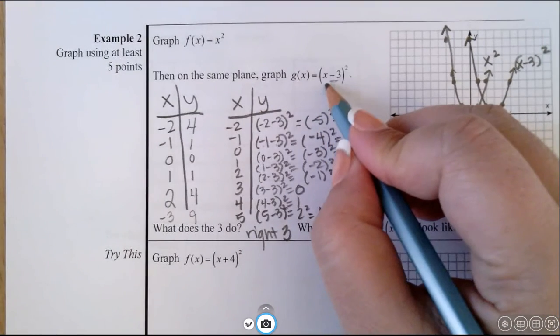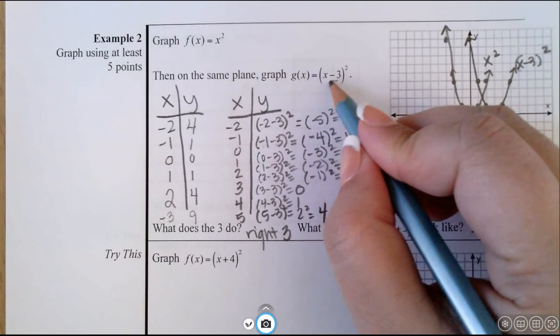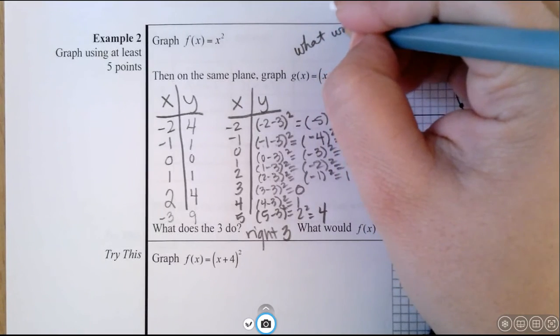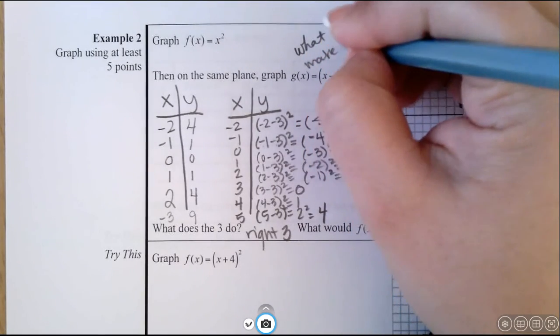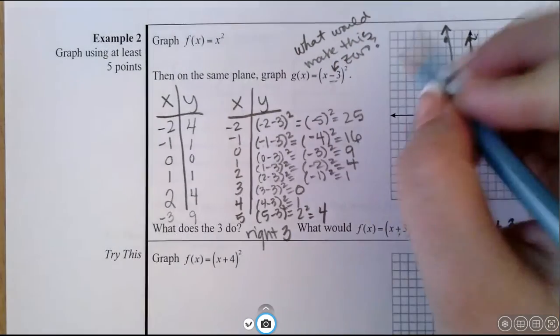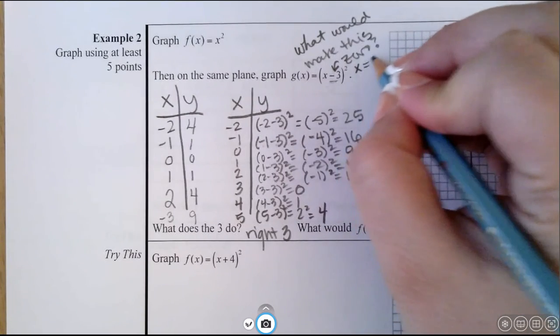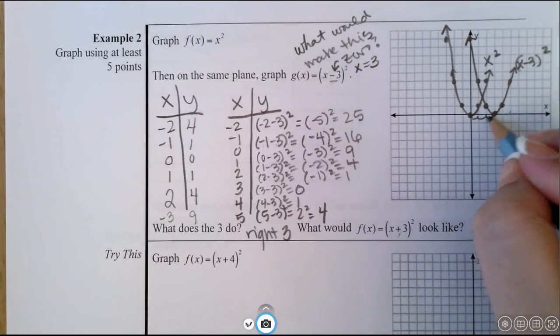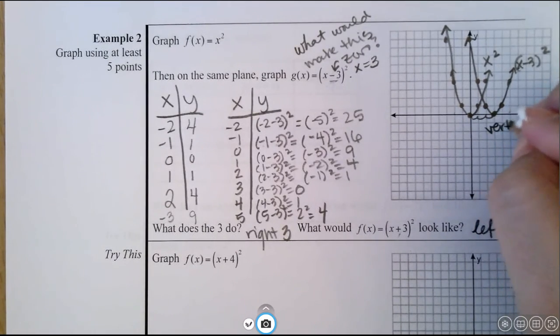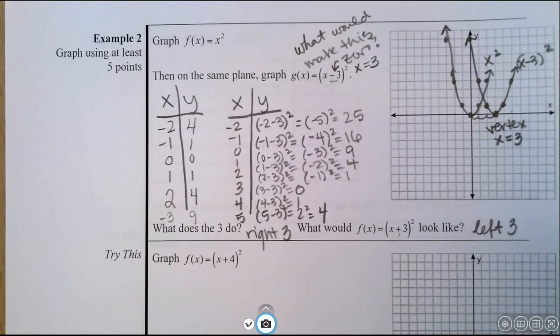And so the question we can ask, just like when we were finding domain, is what value would make this 0? What would make this 0? So the value that would make that 0 is x equals 3. And so we can say that we moved over to where x equals 3 to start our parabola, the point where we have our symmetry, and that point is called the vertex. So the vertex of our parabola is when x equals 3.